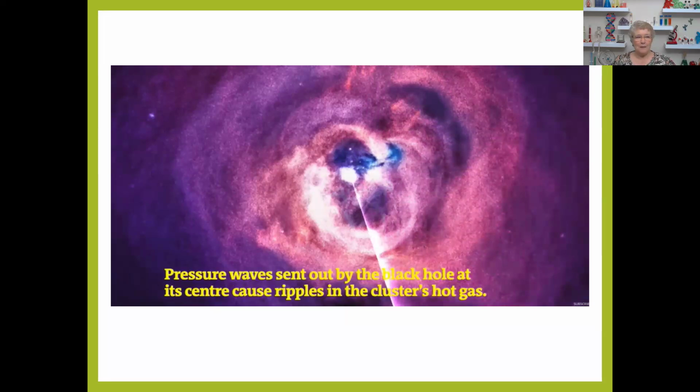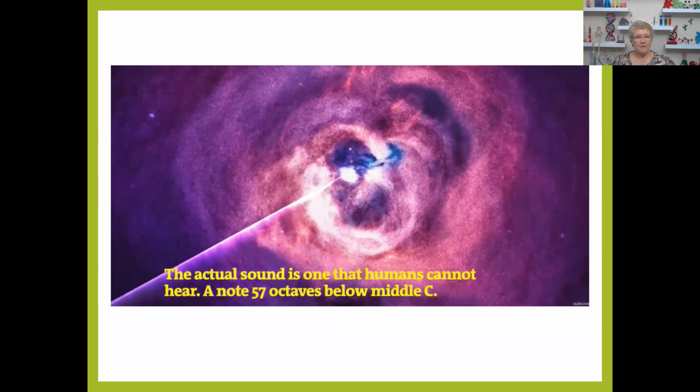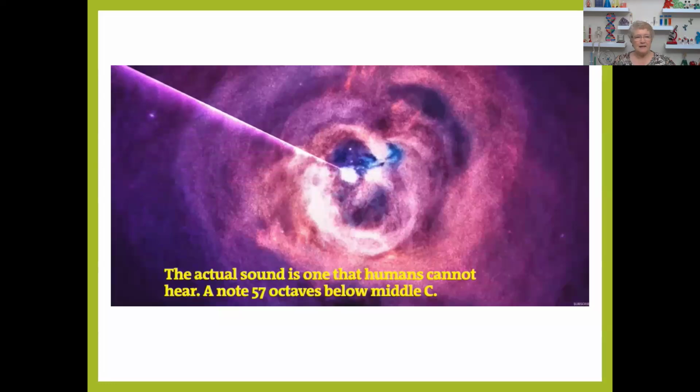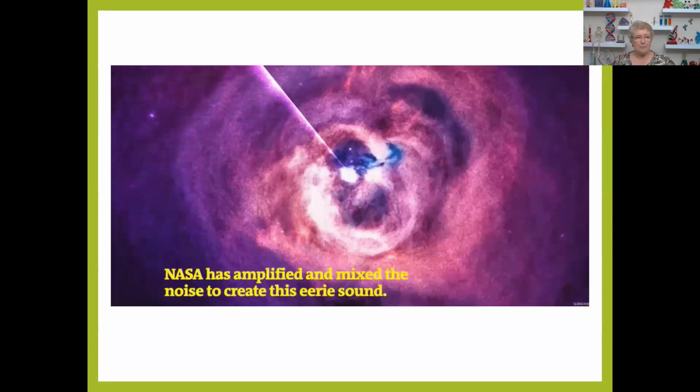Pressure waves sent out by the black hole at its center cause ripples in the cluster's hot gas. The actual sound is one that humans cannot hear, a note 57 octaves below middle C. NASA amplified and mixed the noise to create this eerie sound.